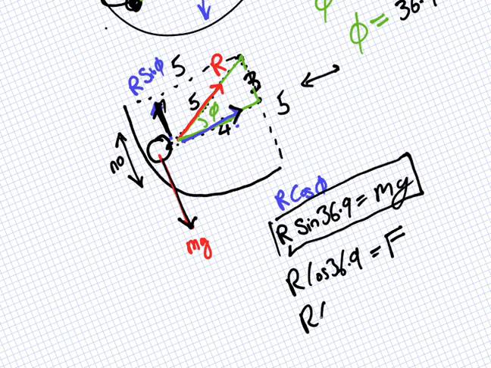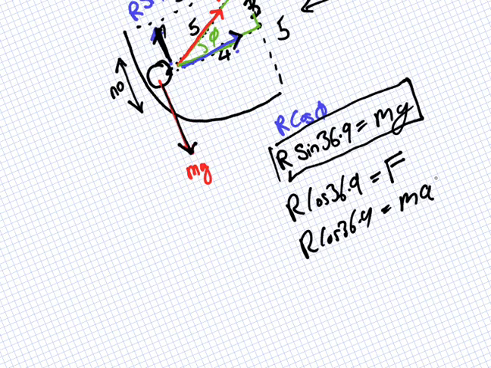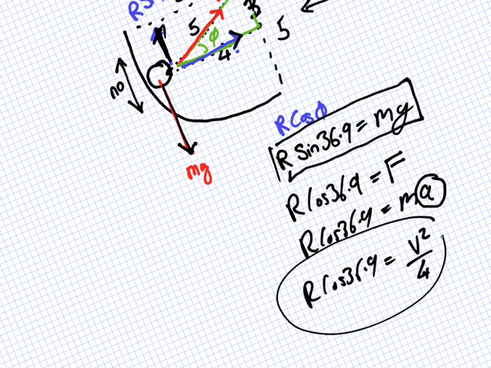But Newton said that F equals ma. But we have a formula for a. What's our formula for a? It is v squared over r. But what's the r? It's 4.